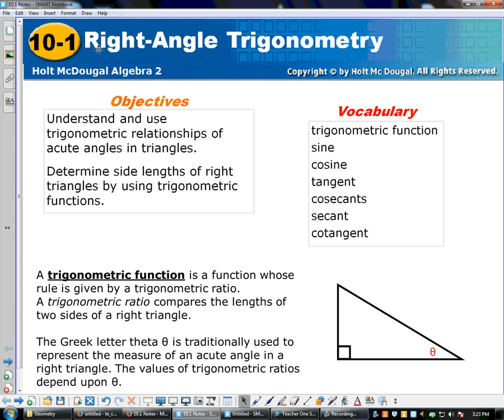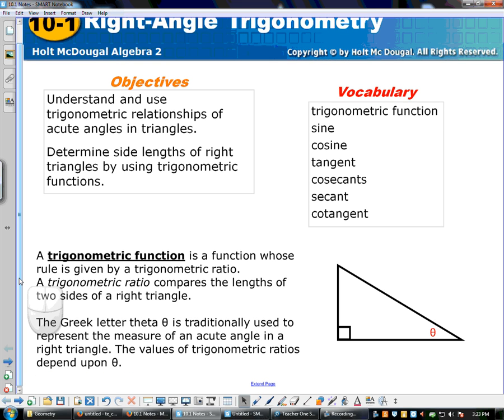So a trigonometric function is a function whose rule is given by a trigonometric ratio. A trigonometric ratio compares the lengths of two sides of a right triangle. And the Greek letter theta, here's the symbol for theta, should look a little familiar from geometry. Theta is traditionally used to represent the measure of an acute angle in a right triangle, and the values of trigonometric ratios depend upon what that theta measure is. So again, this would be theta. It's an acute angle. We know this is a right angle because of this marking, so that's 90 degrees. And we're going to find our side lengths. So we'll have these three sides of our triangle to figure out based on what the angle measure is.